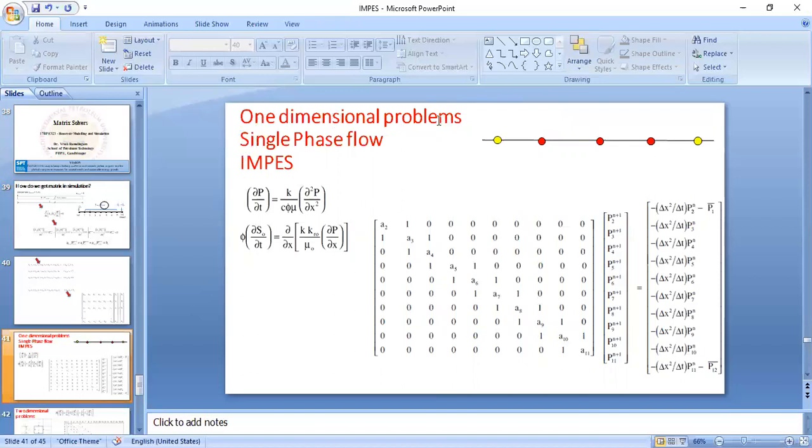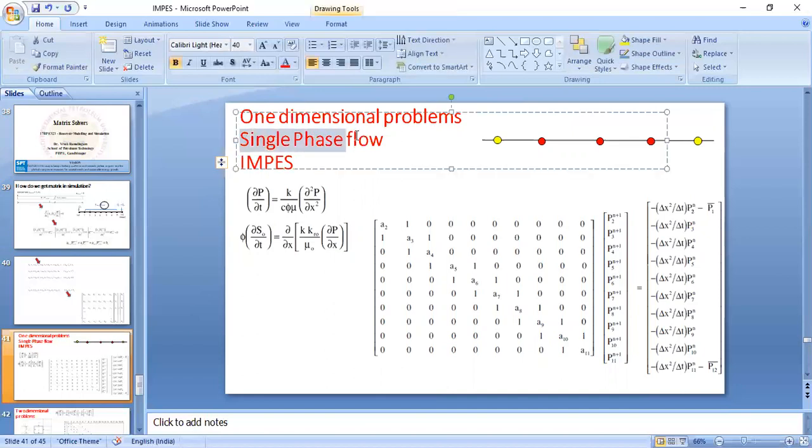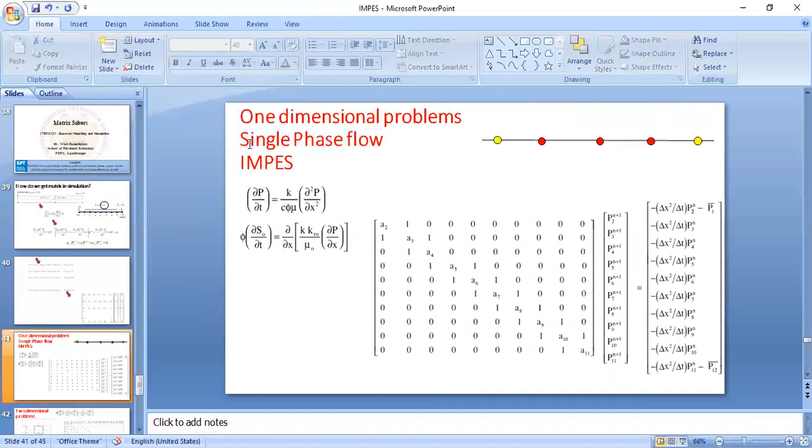Any single phase flow problem. The first exercise which we did, the single phase fluid flow problem, the equation was like this, and any one dimensional problem will lead you into a matrix system like this.